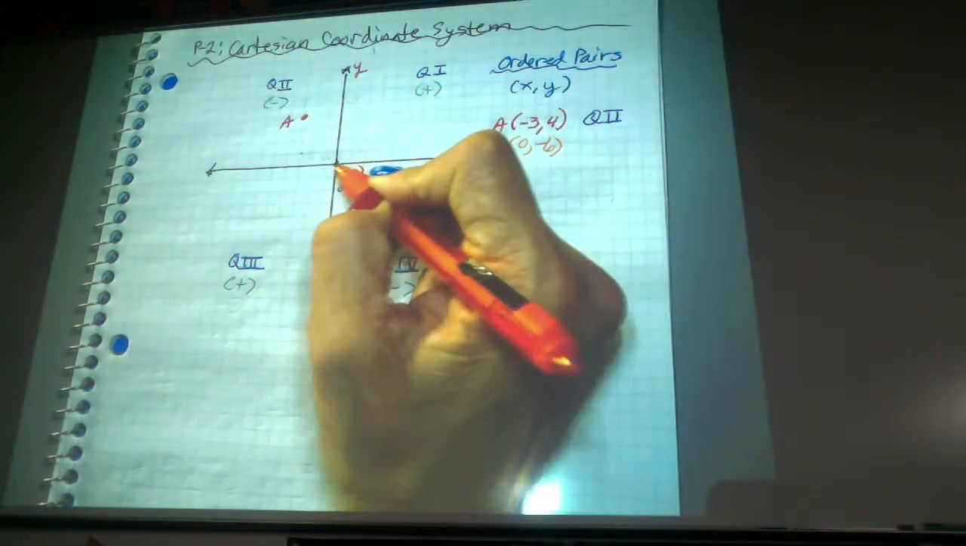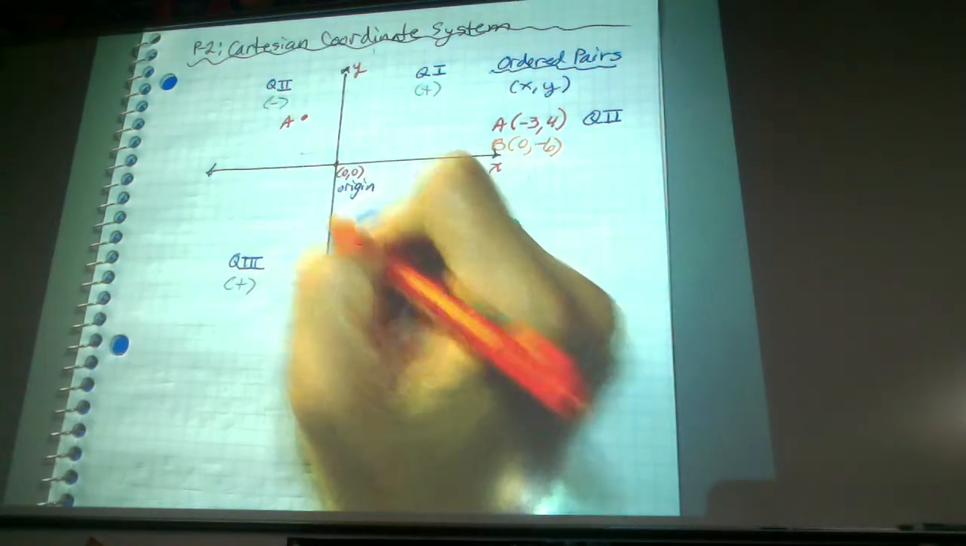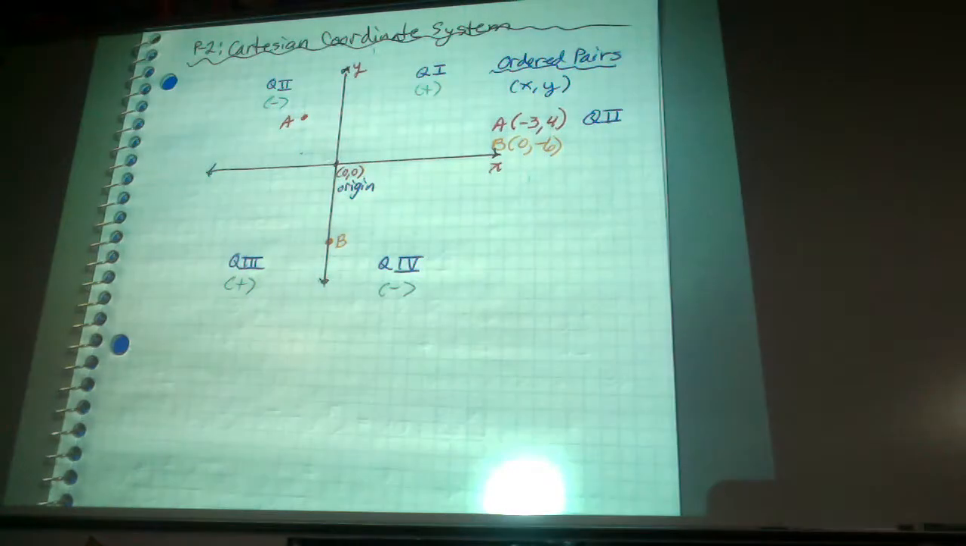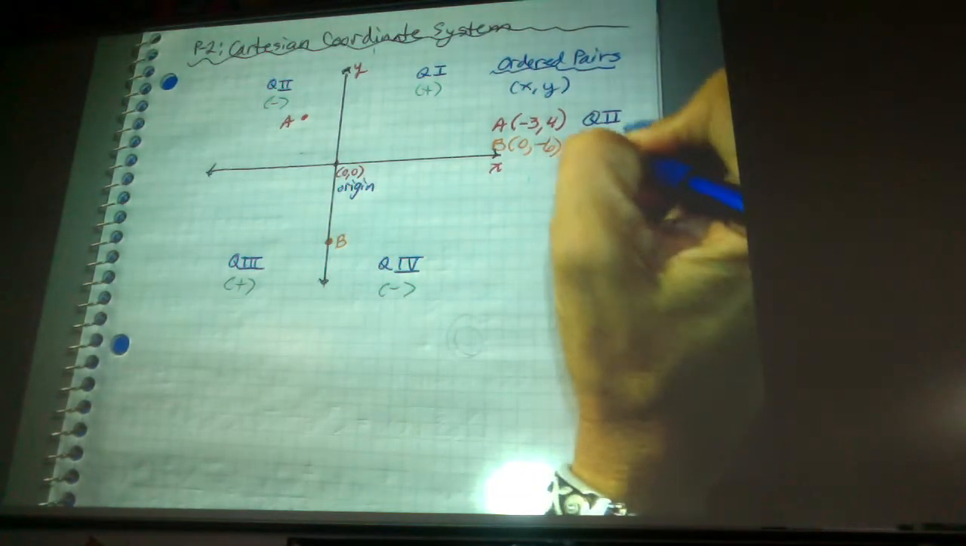So 0 means we don't go right or left. -6 means we go down 6. So this is point B. It is in no quadrant because it's on the fence, so you are correct. So you can name it a couple of ways. I like to say that it's on the y-axis.